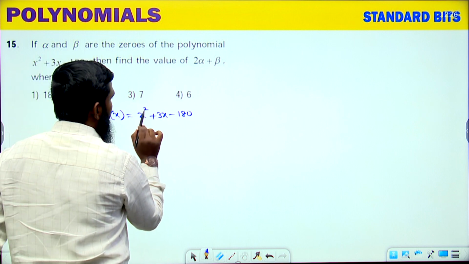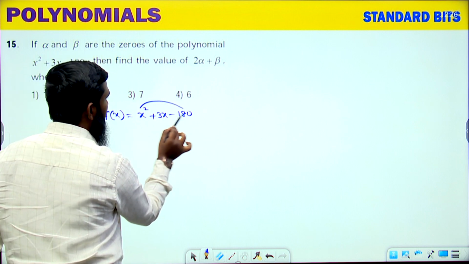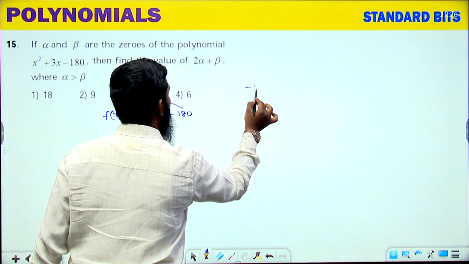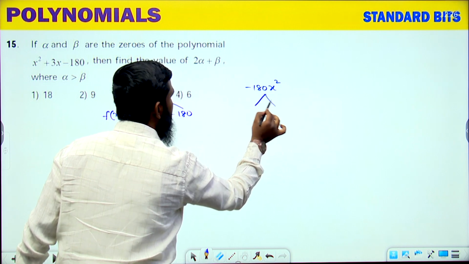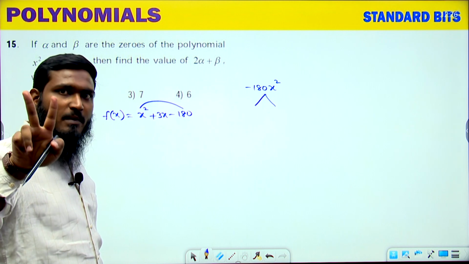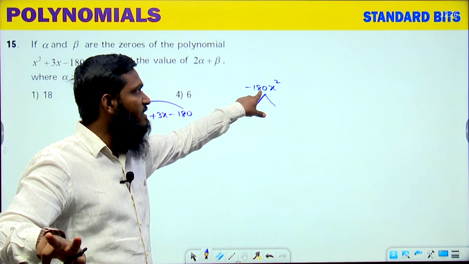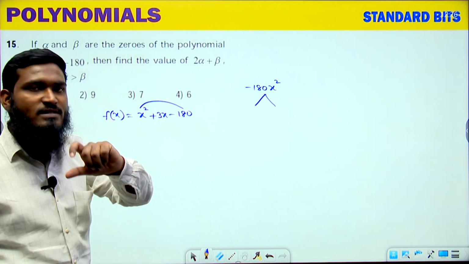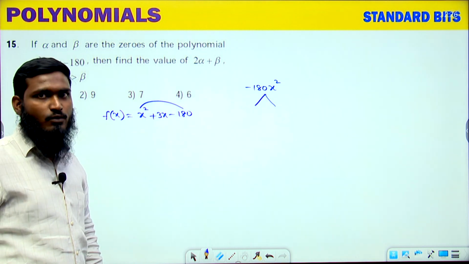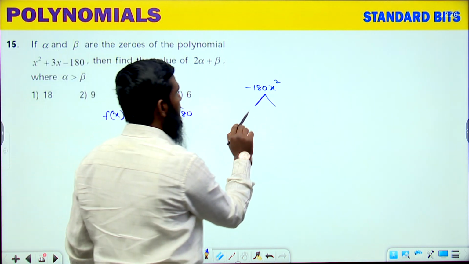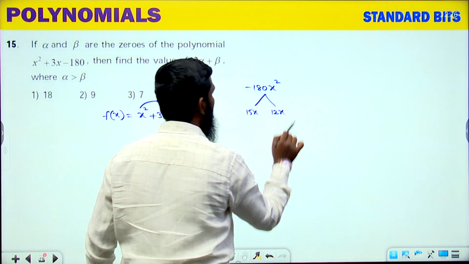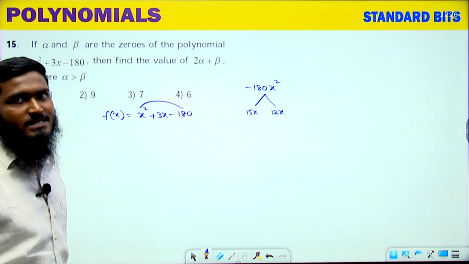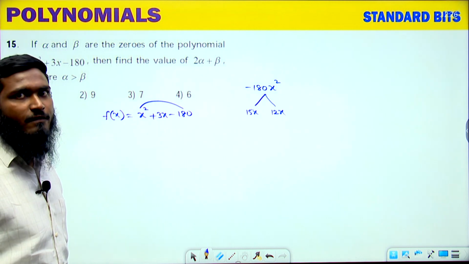So first, if you multiply these two, what we are getting over here is minus 180 x square. So you have to select two numbers such that if you multiply them you get minus 180, and if you add or subtract them you get 3x over here. Okay, now let us do one thing, let us take 15x into 12x.